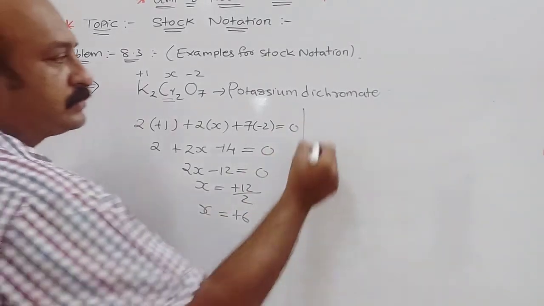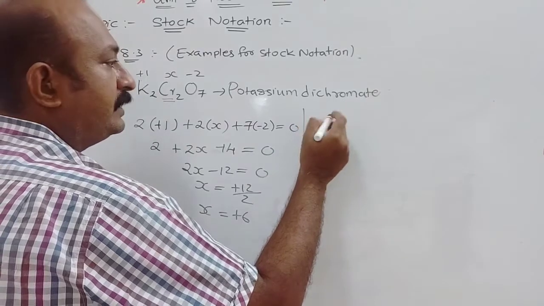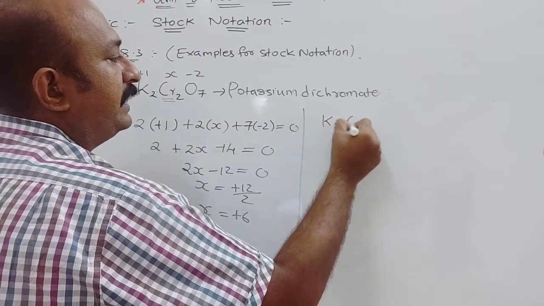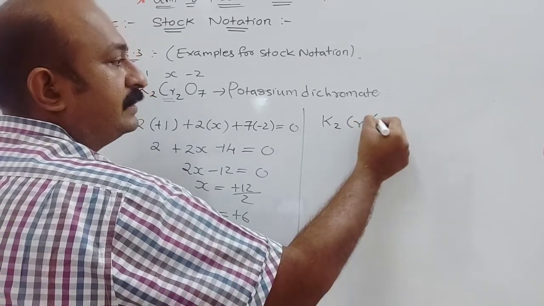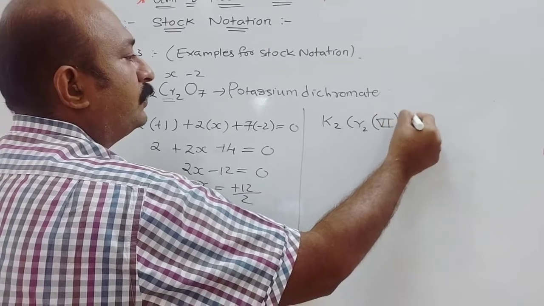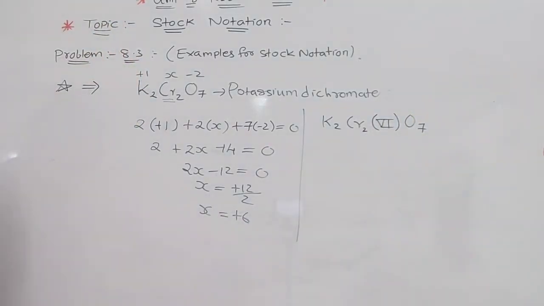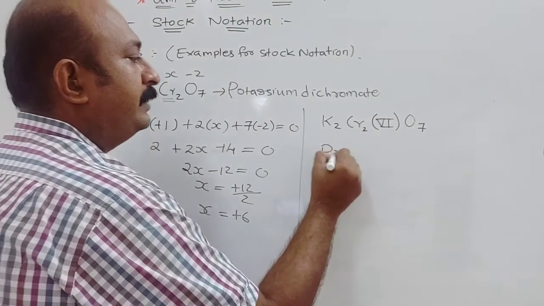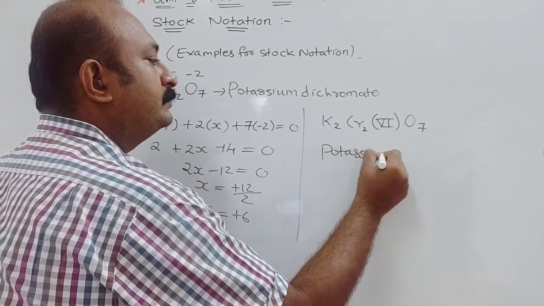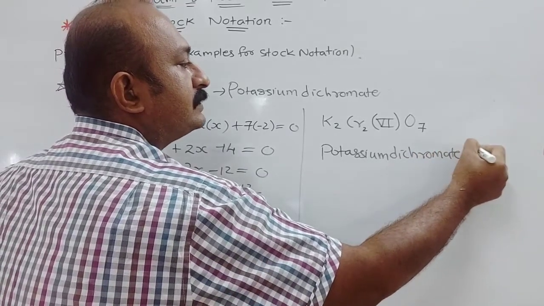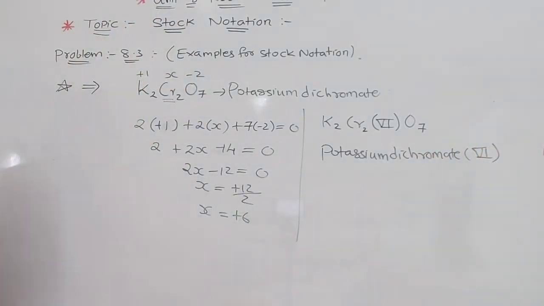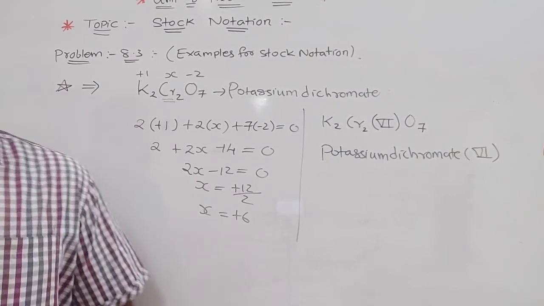In this case also, when I write the formula, it will be K2Cr2, and here I will write 6 in Roman numeral, and O7. This is the stock notation for potassium dichromate. The name is potassium dichromate, and we will write 6 here. Understood this part? So this was all about the stock notation part.